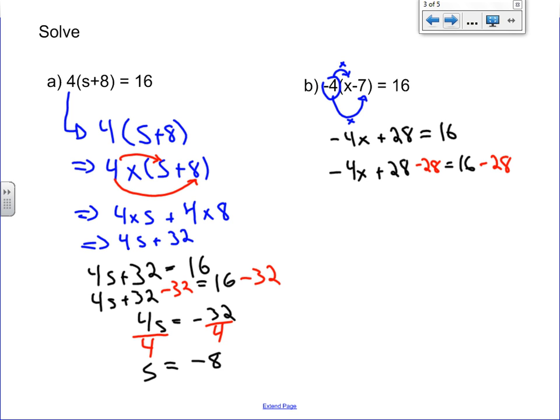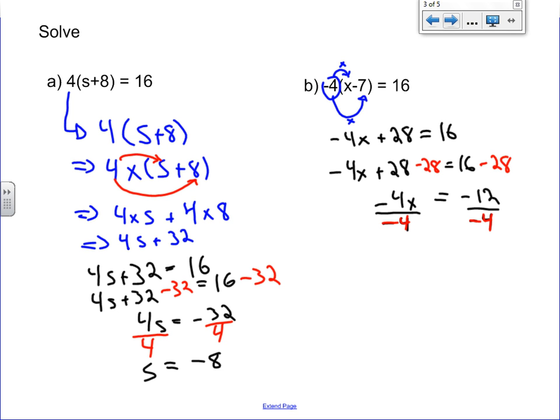So if we look at the one side, we continue to have the negative 4x. Remember not to forget about the negative. And then 28 minus 28 is just 0, so we don't need to write that. And then 16 minus 28 is negative 12. Now again, we want to isolate that x, so we'll divide by negative 4 on both sides. Oh, I guess I should use a different color here. It makes it easier to see. All the red is what we add in ourselves. We choose to add that in.